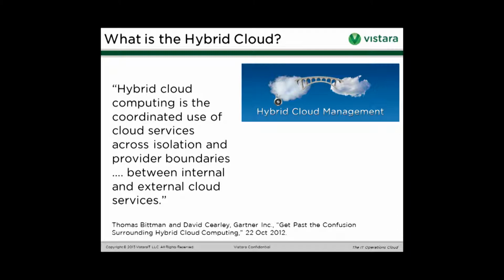Okay, so first, what's the hybrid cloud? Hybrid cloud is the coordinated use of cloud services across isolation and provider boundaries between internal and external cloud services. This is the definition Gartner has articulated. Basically, it just means that you can be using a private cloud service, typically one that you have built and provisioned inside your own data center, as well as a public cloud service, such as Amazon or Rackspace or IBM SmartCloud or Verizon Terremark or others. And you are using the two together in coordination.